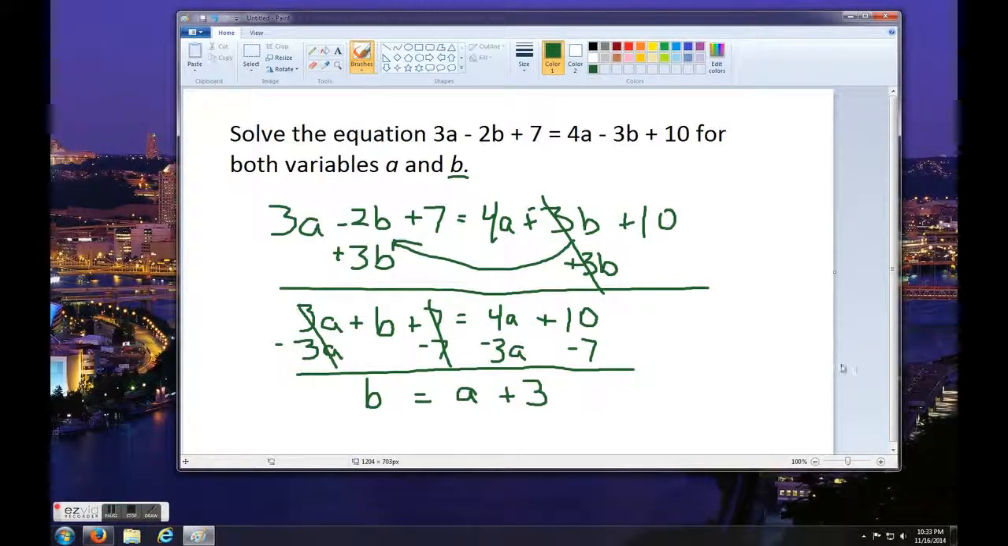So once again in review, the steps we want to do: get the variable all to one side. I usually go to the left. Once you have all the variables to that side, then you have to get that variable alone by using the basic moves. And once you've done that, you will have your answer.